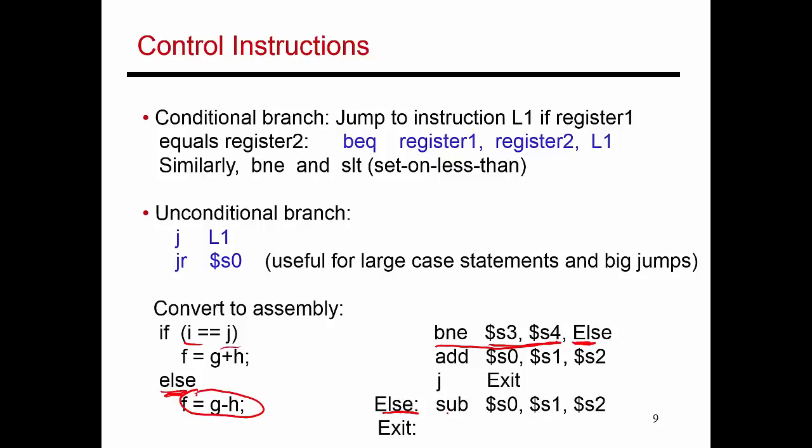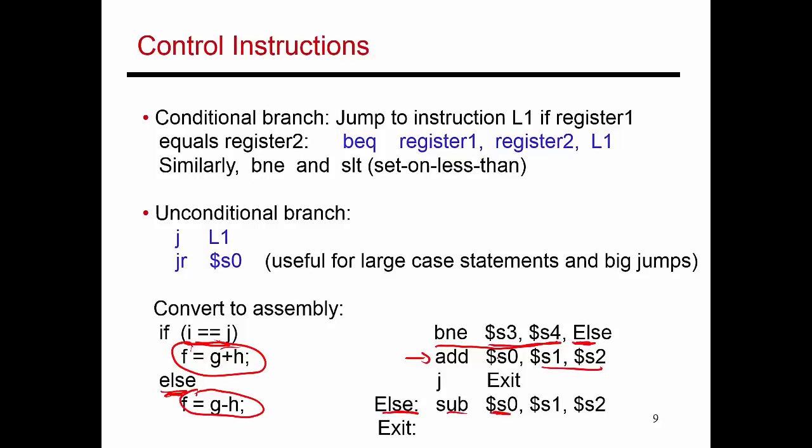So here I do a subtract of S1 and S2, put it into S0. If these two values are indeed equal, then I won't jump to the else part, and I'll start executing the very next instruction, which is executing the then part. So I add S1 and S2 and put it into S0.